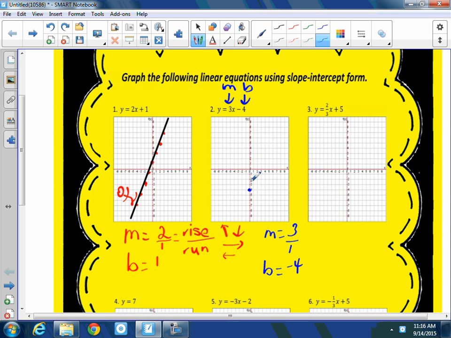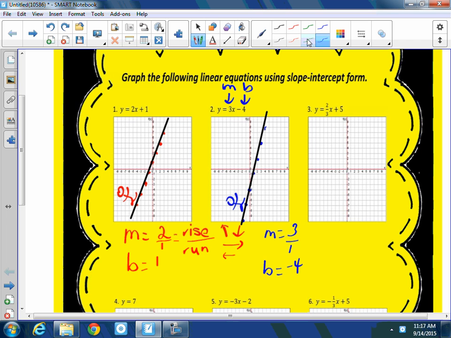Now I'm going to rise 3, 1, 2, 3, over 1. 1, 2, 3, over 1. And then over here I'm going to go down but to the left. 1, 2, 3, over 1, and then you can connect them. And then I like to draw my Jimmy because you never know if he is actually going the right way in this case.